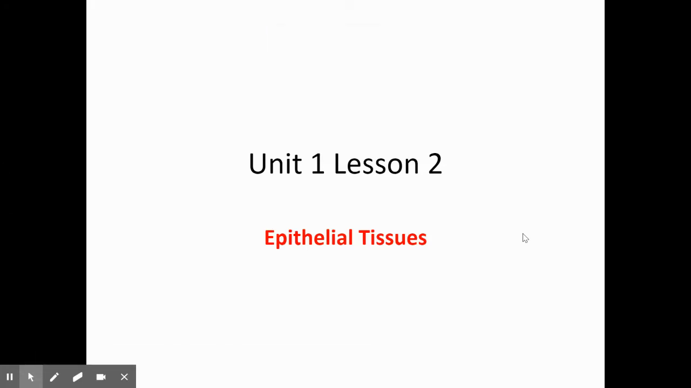This is Unit 1, Lesson 2 on epithelial tissues. The objectives for this lesson are to cover the different types of epithelial tissues. You should be able to identify the types of tissues and also tell me where in the body these tissues are found. So those are the two goals for this lesson.